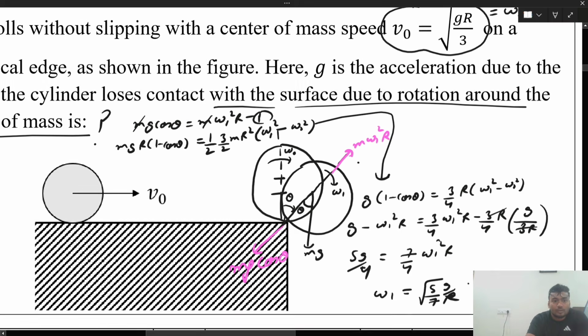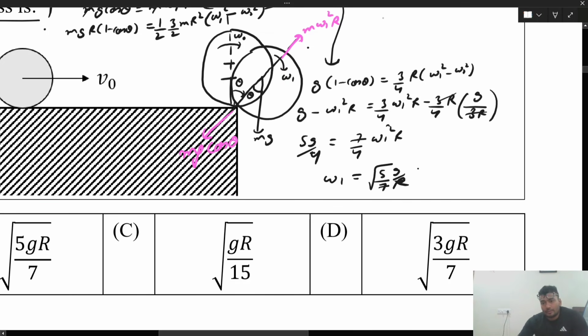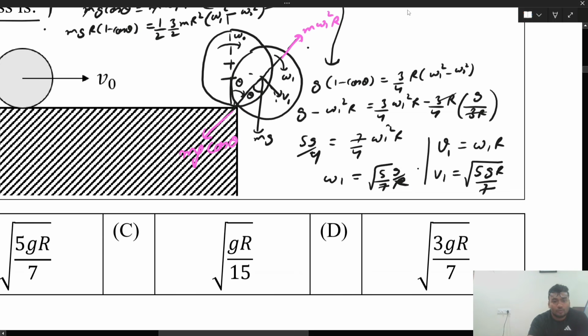But the question is asking you to find the speed of the center of mass, so we can write it as v equals omega 1 r. So v will become root 5 gr by 7. Directly you can write down. That's it.